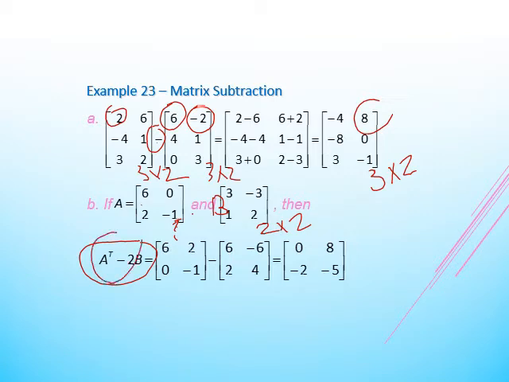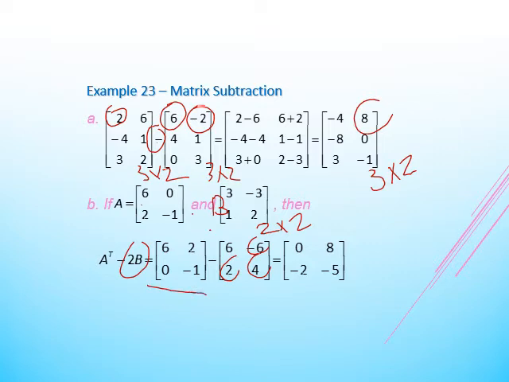To get A transpose, we swap the rows and columns like this. 6, 0, 2, -1 will become the first column 6, 0 and the second column 2, -1. This is A transpose. And to get 2P, this is a scalar multiplication, where we multiply 2 by each number in the matrix P. So 2 times 3 equals 6, 2 times -3 equals -6, 2 times 1 equals 2, and finally 2 times 2 equals 4.